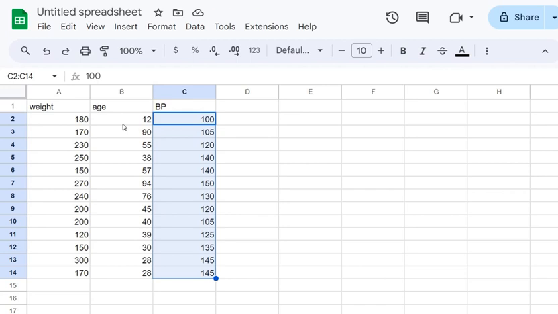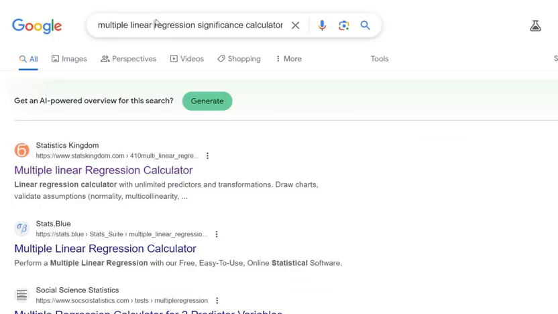And so we have a mathematical formula to give us the equation that minimizes the error for those predictions with our given data set. Okay, so in Excel, it's kind of tough to do, so we're just going to use a free online resource. I just searched multiple linear regression significance calculator. I have to have the word multiple in there because there's more than one. Linear because we're just talking about a straight line type of regression.